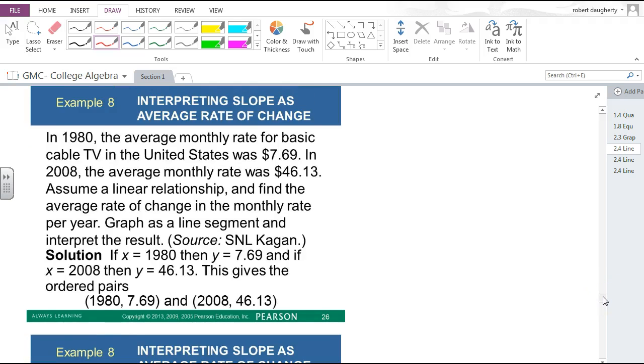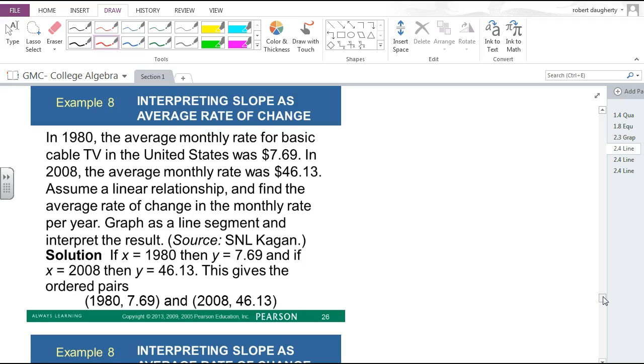So let's look at this. In 1980, the average monthly rate for basic cable was $7.69. In 2008, the average monthly rate was $46.13. Assume a linear relationship and find the average rate of change in the monthly rate per year. Graph it as a line segment and interpret the results.